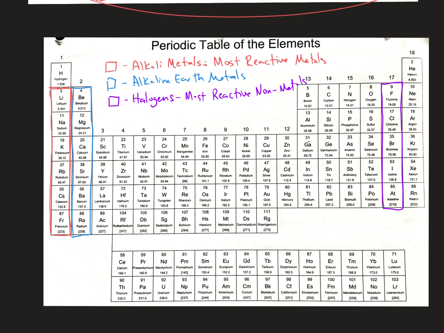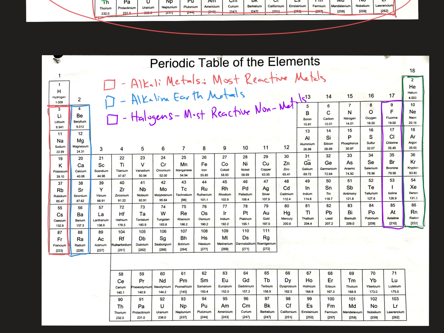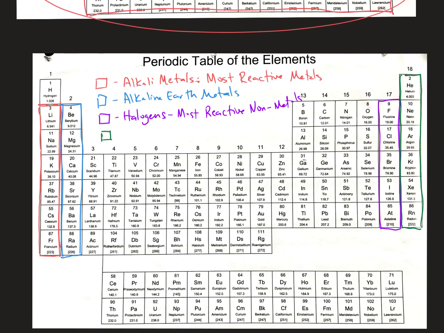And then group 18, all the way to the right of the periodic table, these are called the noble gases. Often these are called inert gases. What does inert mean?